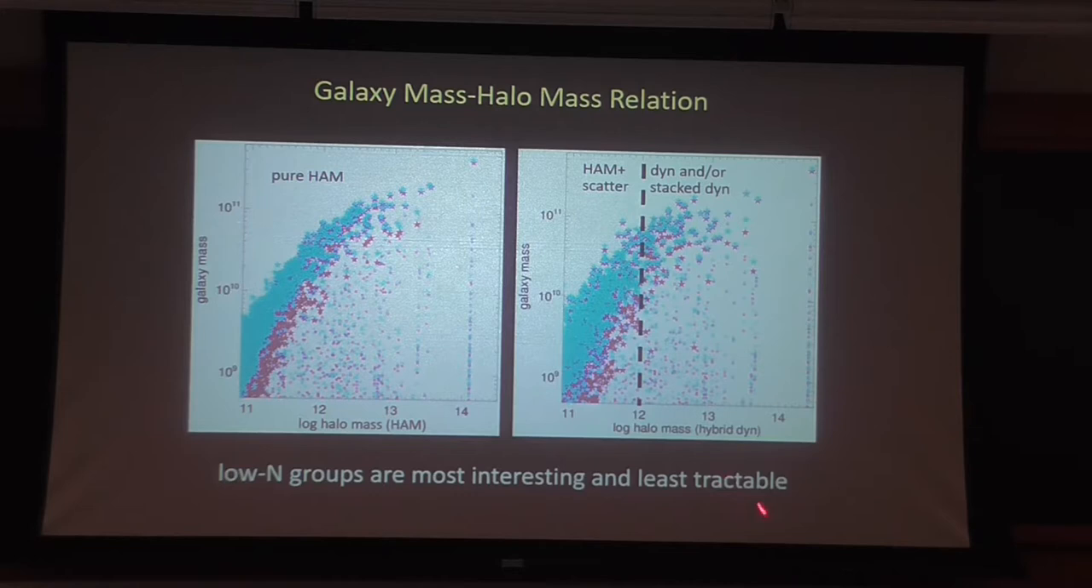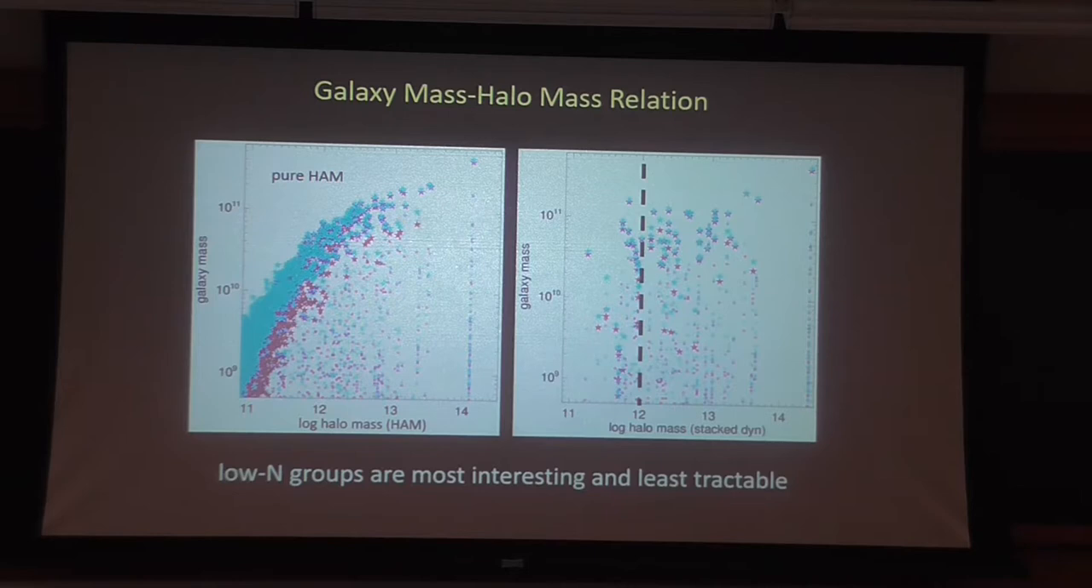However, just a huge caveat on this whole thing: you can see from where I put the dashed line, the vast majority of RESOLVE is still in the regime where HAM is dominating our answer for what the halo mass is. So we've only slightly pushed down our ability to use dynamics, not as much as we'd like. If I were to just restrict to stacked dynamics, here's what I would get, and you can see that below that dashed line, it's already just kind of fallen apart. It's not making a lot of sense.